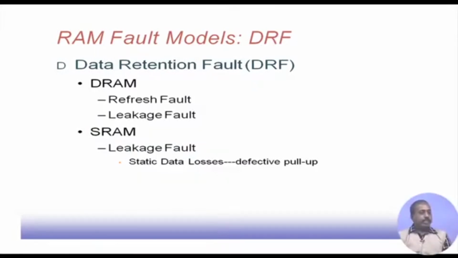Then there is the data retention fault, basically for SRAM. We have leakage because in SRAM there is no refreshing. The back-to-back inverters are connected to form the SRAM cell. There may be other designs available, but essentially the bit that we are going to store is stored by means of some feedback mechanism between transistors. So, they are actually holding the value.